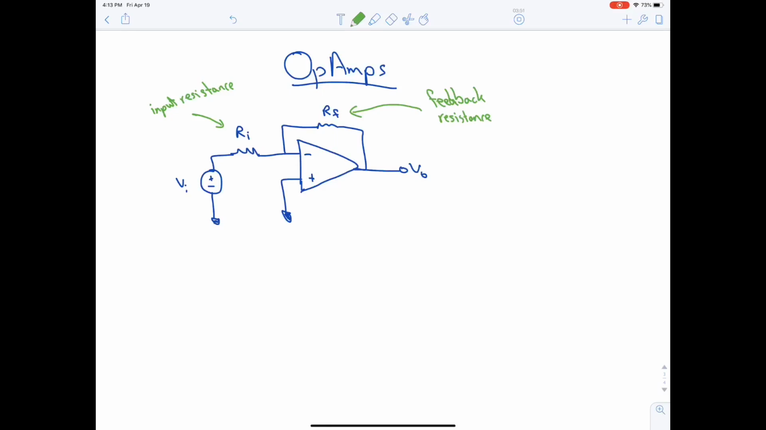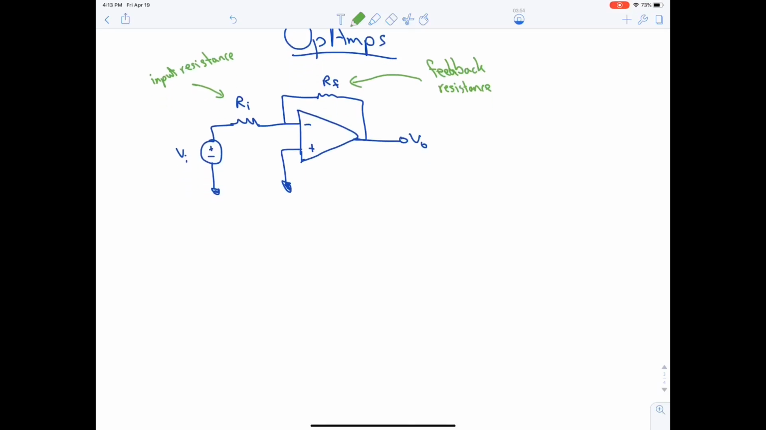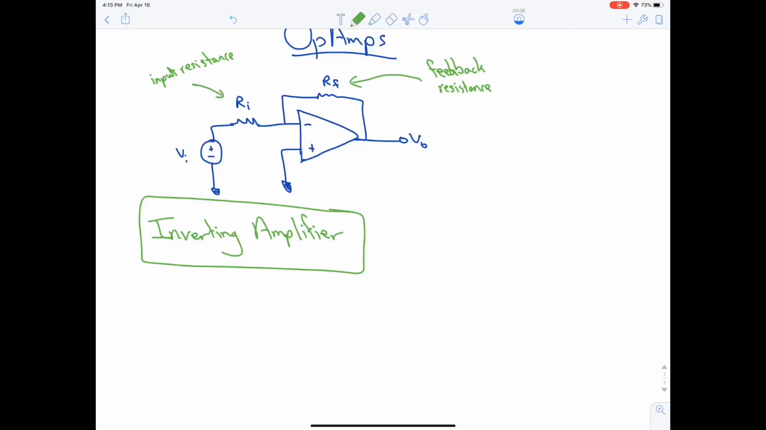Now, this amplifier is called the inverting amplifier, because it flips the sign of your input. For example, if my input voltage is 1 volt, the output voltage will be negative. So it will always be the opposite sign of the input value. That's why it's called inverting. Now, how do you know if it's an inverting or another type of amplifier? It's because Vi is connected to the negative side of the amplifier.